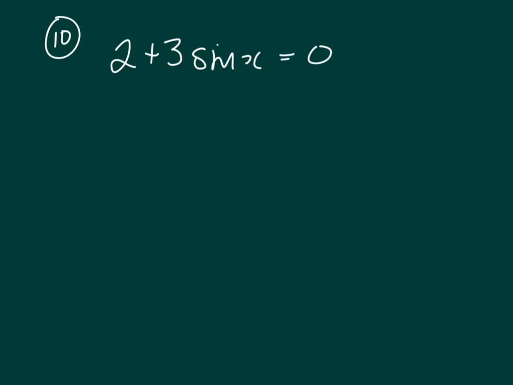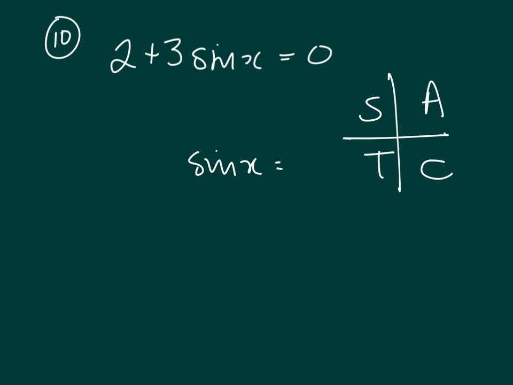Question 10. Well, we've done a few of these recently, so you know we need to get it down to sin x equals. Once we get it down to sin x equals, we're going to use our CAST diagram and tick the boxes. It's going to be a negative, that's not too hard to work out. So the places where sine is negative, your answers are going to be here and here. So work out the acute angle in this box and then the corresponding angles that you need.